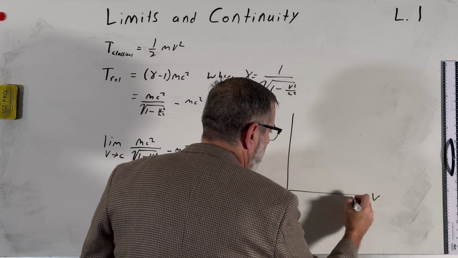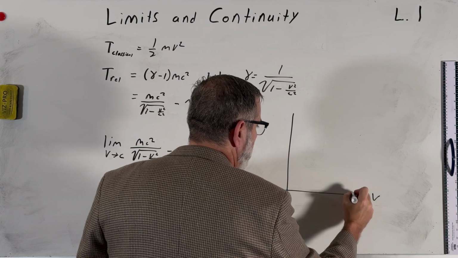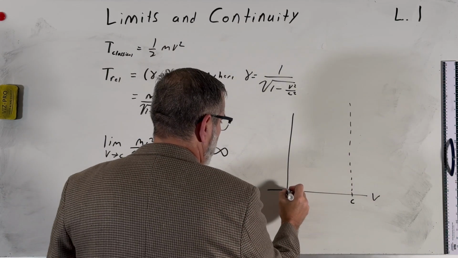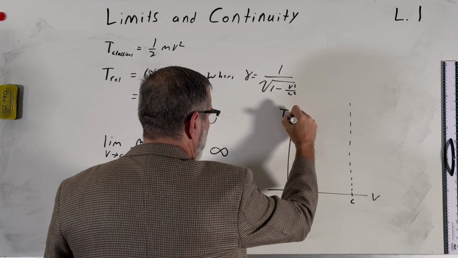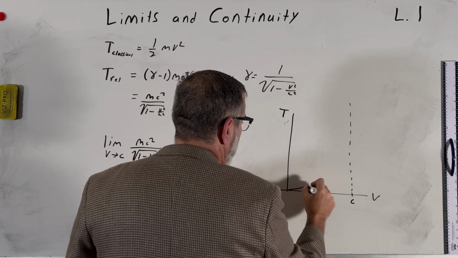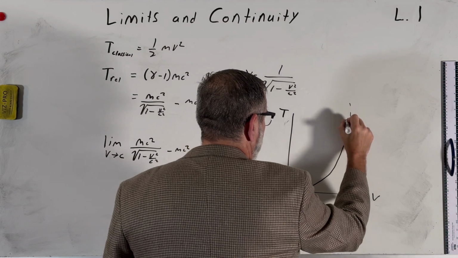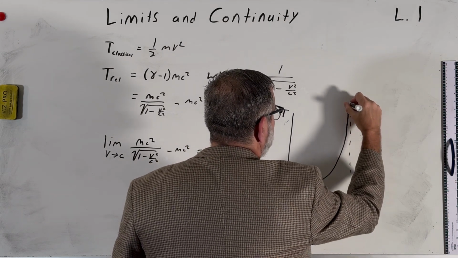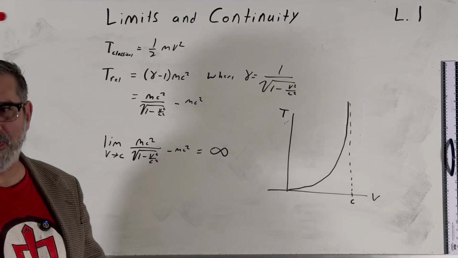Where this is v, we'll let this value here be c. It means that c is a vertical asymptote, yes? And that your energy T, relativistic, I'll just call it T, the relativistic energy is going to encounter this vertical asymptote, which it's going to approach but never arrive at, yes?